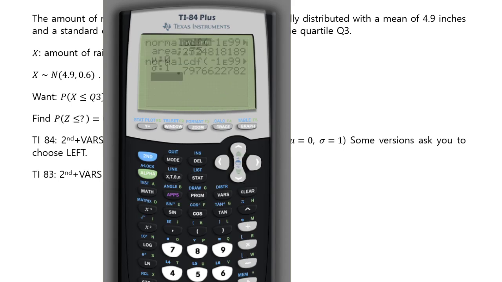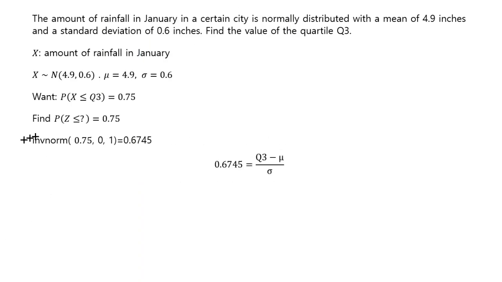So we enter, and that gives you 0.6745. And using that value, let's see what that means. So the inverse norm, when we did the 0.75, we got 0.6745. And because this is the z-score, in the formula z-score equals x minus mu over sigma, the corresponding Q3 for the original x has to be solved from this z-score formula.